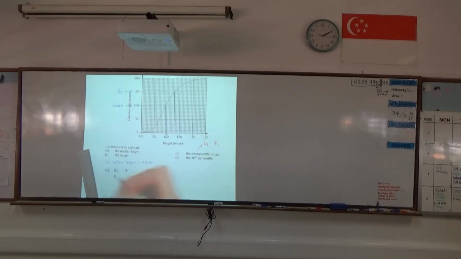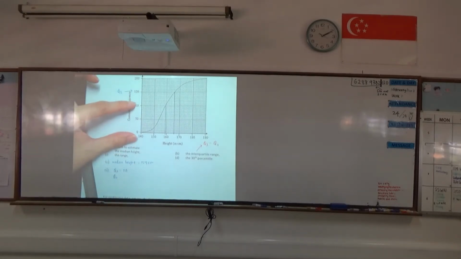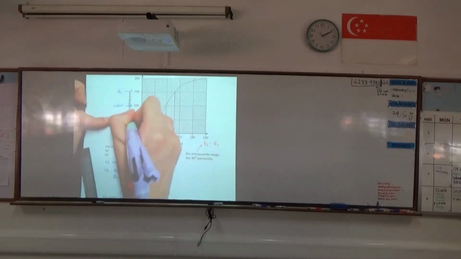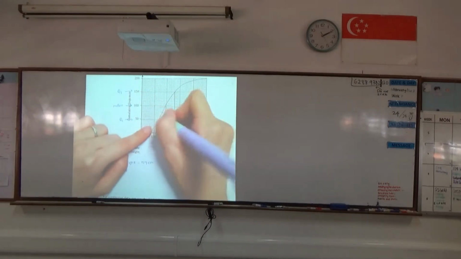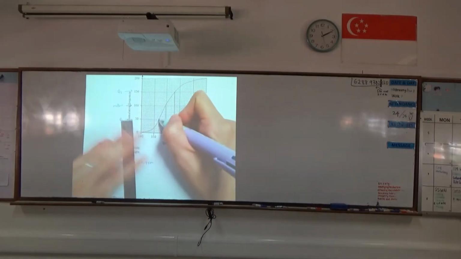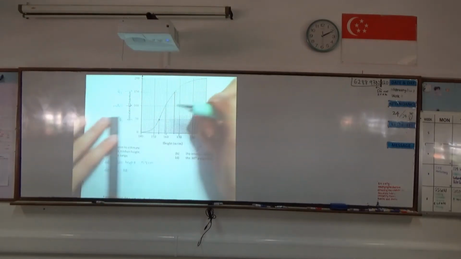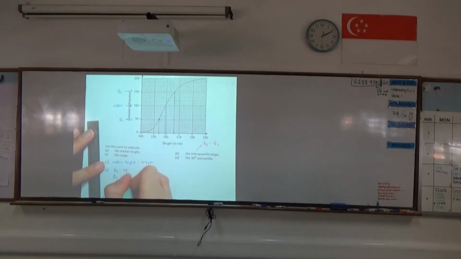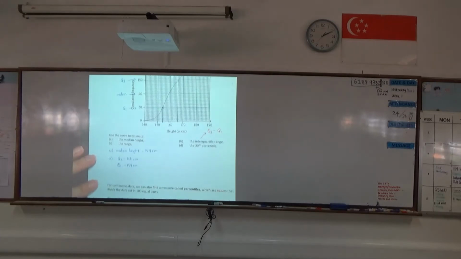Then for Q1, I look at the lower half, center, and that will be this point here, and we find that it is 154 cm. Then the interquartile range will be 166 minus 154, which is 12 cm.